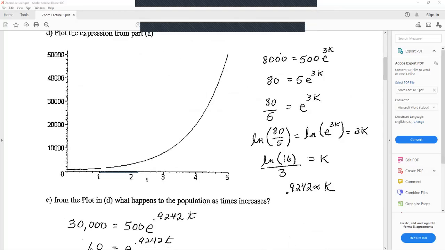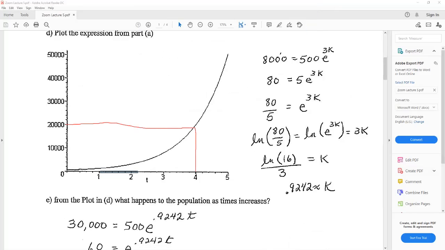So here's 4 hours. If we go straight up from 4 hours, and then we go across, we can see that we run into 20,000. So that takes care of our first problem.